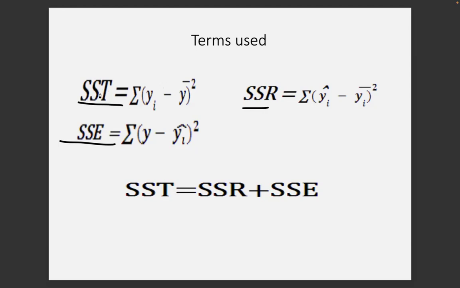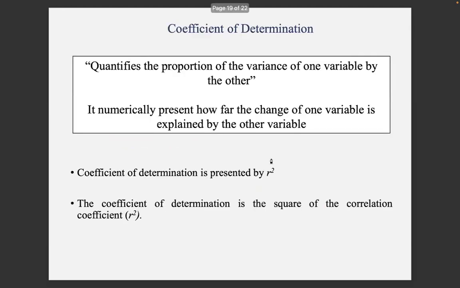SST means sum of squares total. SSE means sum of squares of errors. SSR means sum of squares of regression. So SST is equal to SSR plus SSE. That's what we have here.